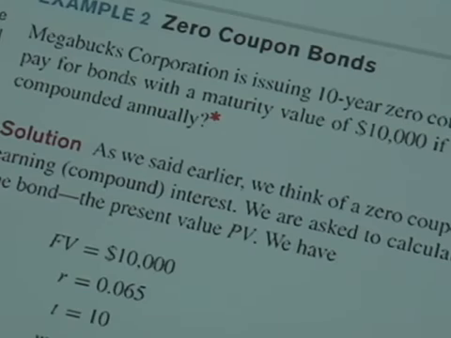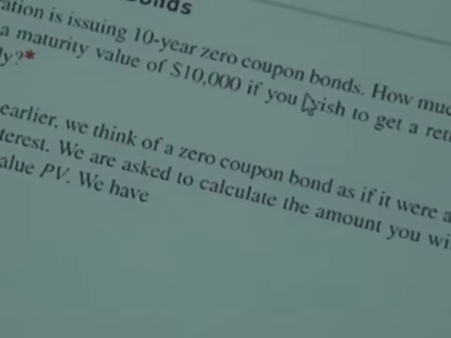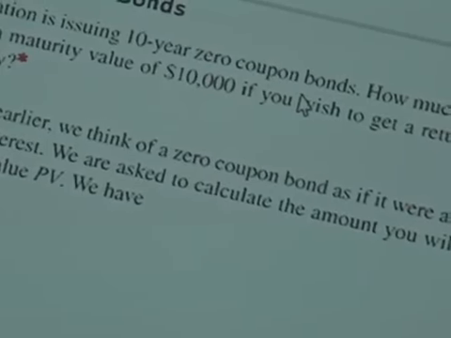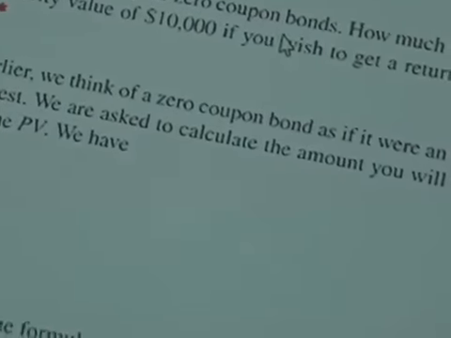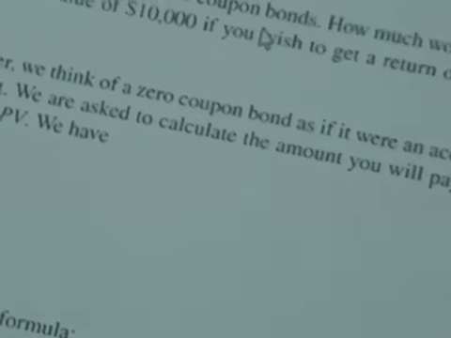But the question is, how much should you pay for this bond now, 10 years before, if you wish to get a return of 6.5% compounded annually? So what are they asking about here? They want to know how much you have to pay now so that, in effect, you're getting 6.5% compounded annually.